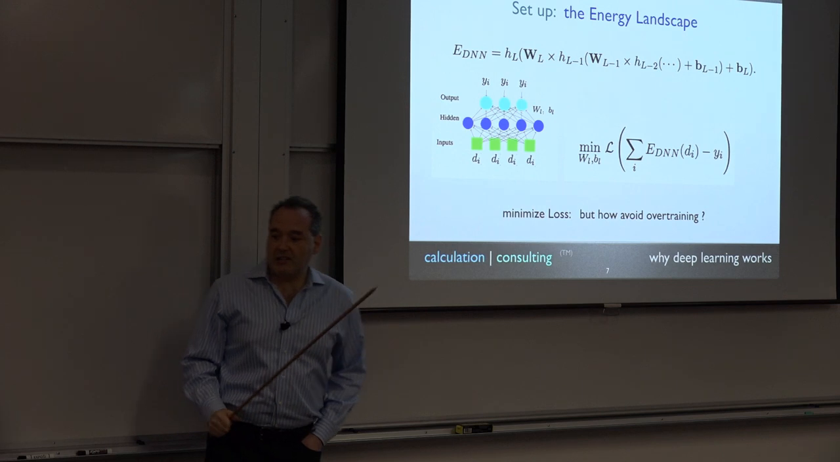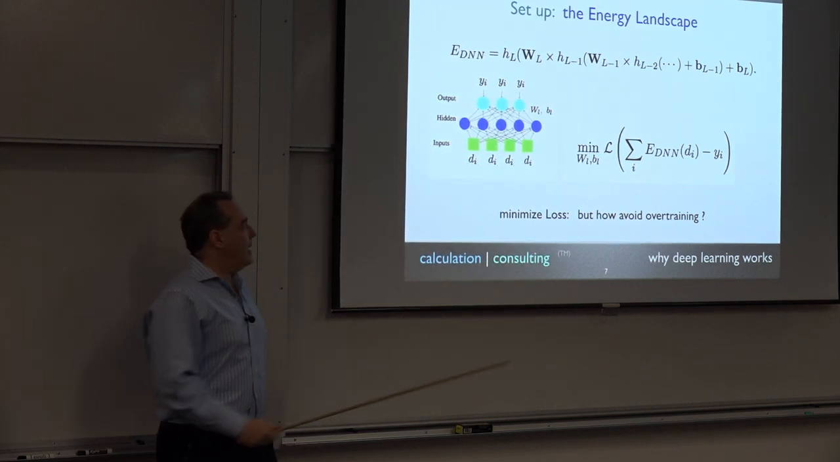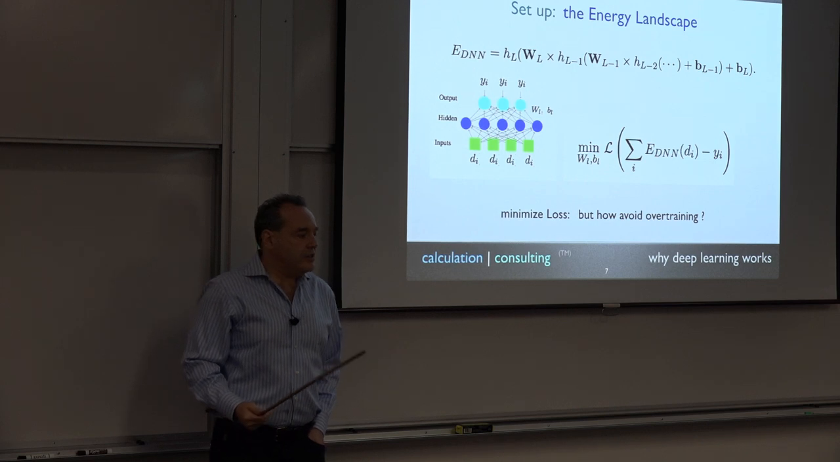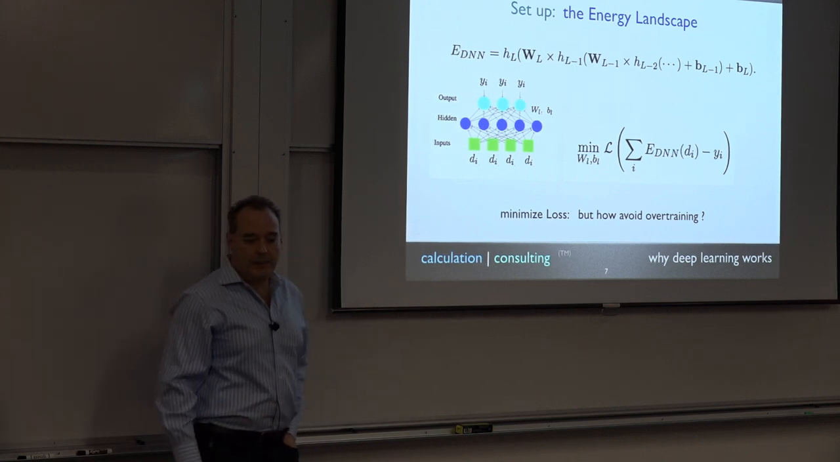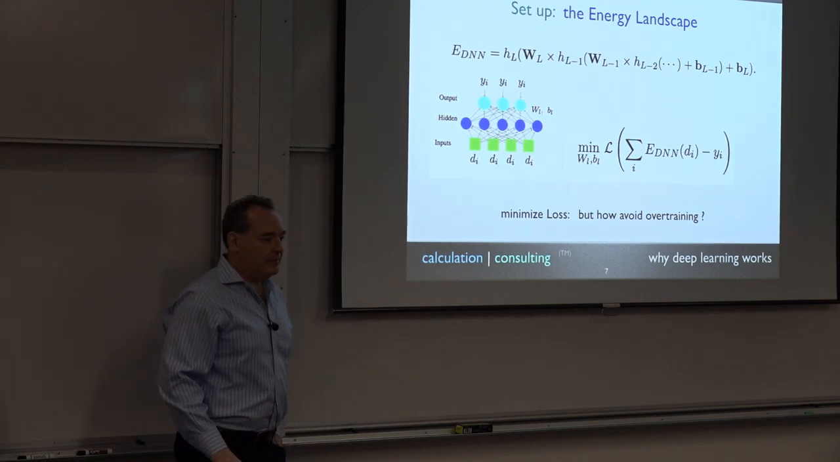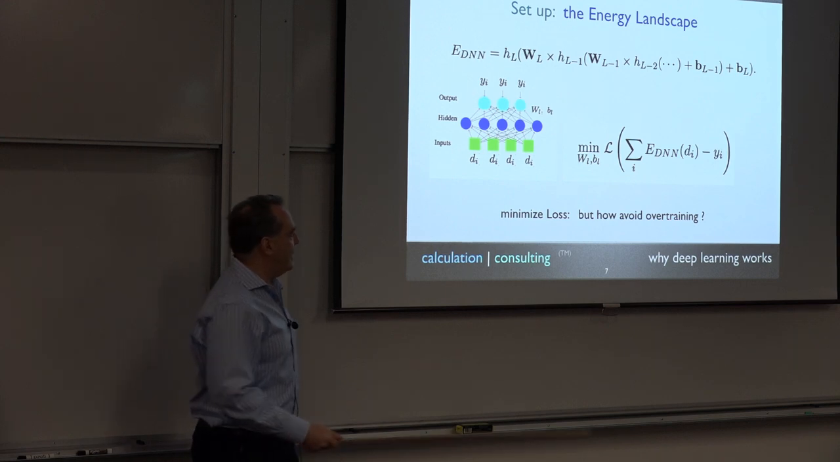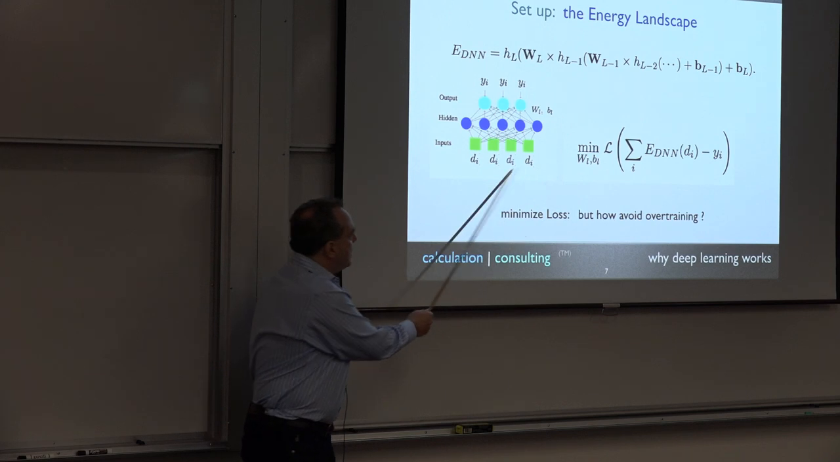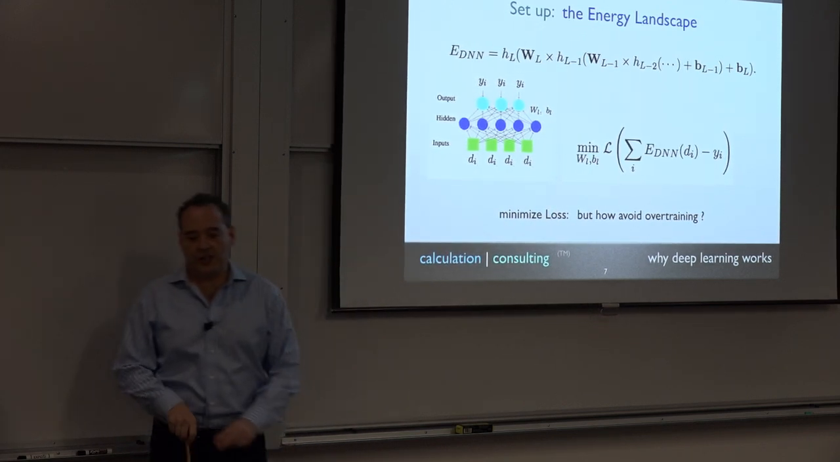And the challenge has always been not how to minimize this thing, because we could do that: you just give it a huge amount of data and let the capacity be very, very large. But the point is you can tend to overtrain. So how do you minimize this without overtraining is really the challenge.